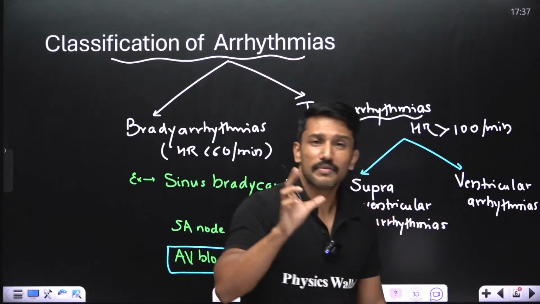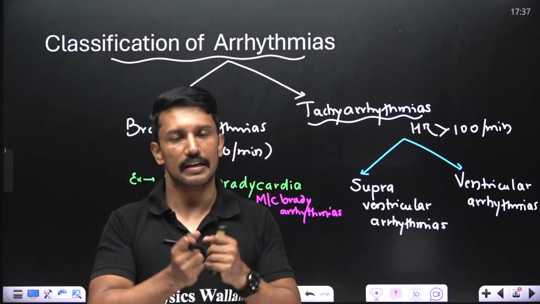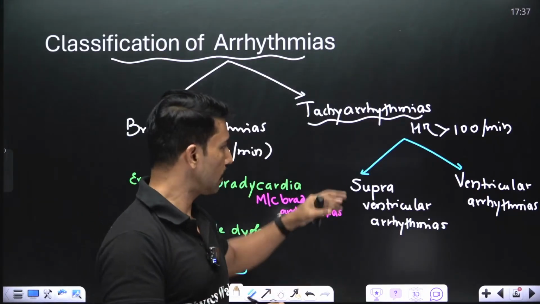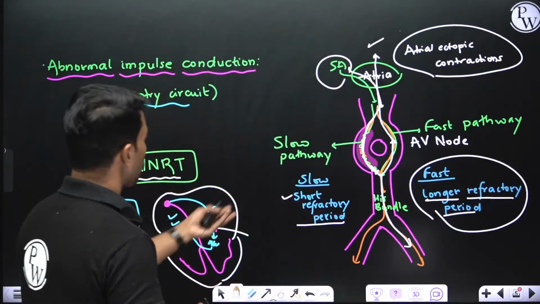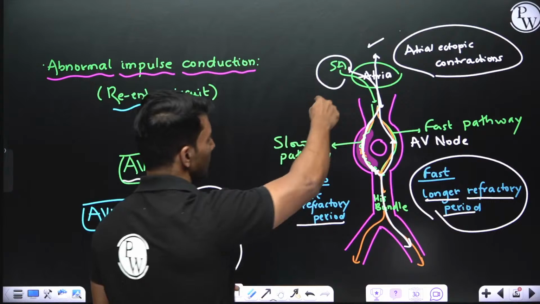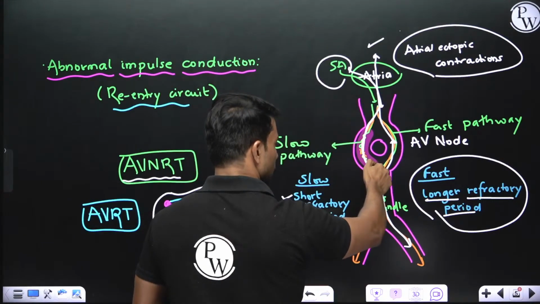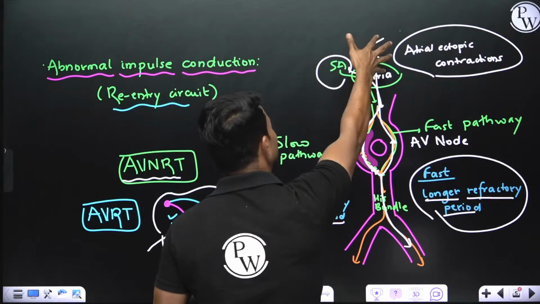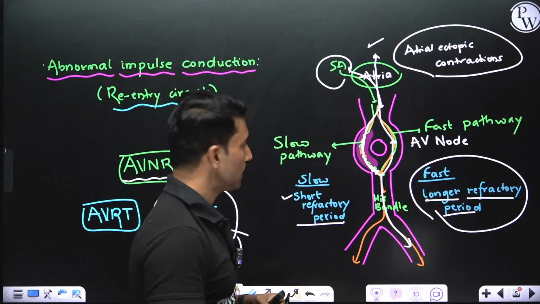So whatever is an arrhythmia, there is an abnormal rhythm, right? Whether that rhythm is generated in the atria or whether it is generated in the ventricle, on that basis we will call them supraventricular arrhythmias or ventricular arrhythmias. For example, we were talking about this AVNRT, right? So where is the trigger happening? In the AVNRT, the impulse travels from the slow pathway, circuits back through the fast pathway, goes to the atria and triggers an additional atrial contraction, right?